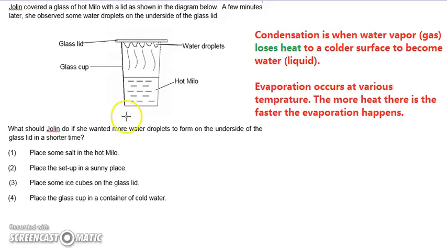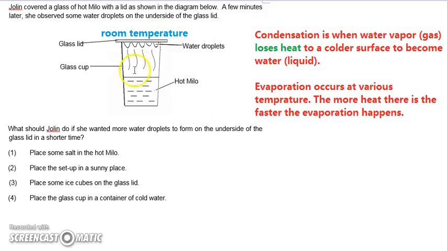So what this is basically saying is that because this is hot, there will be water vapor going upwards. There will be water evaporating into water vapor, going upwards and touching the colder surface of the glass lid. We know that it is a colder surface because the glass lid is at room temperature. Okay, because it's at room temperature, it is definitely much colder than the hot Milo.